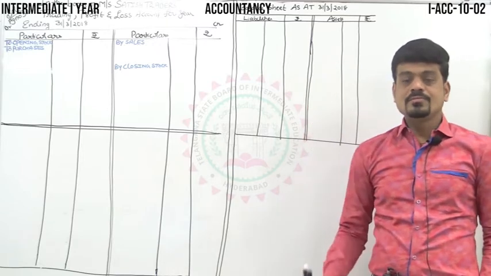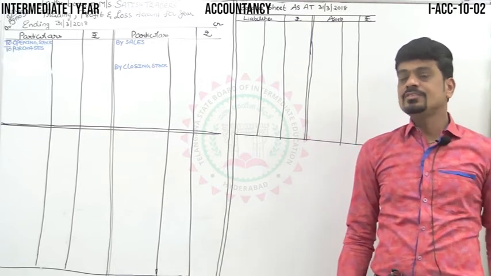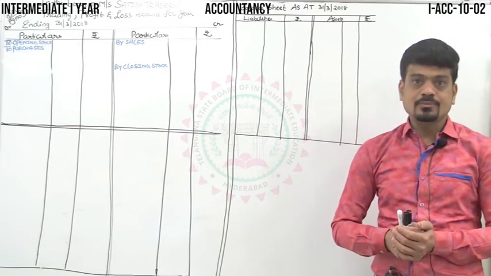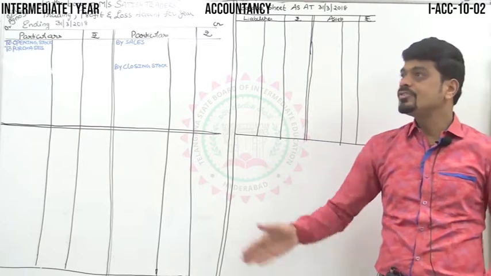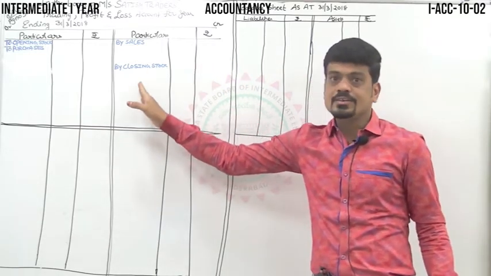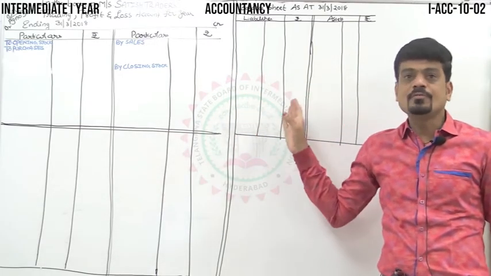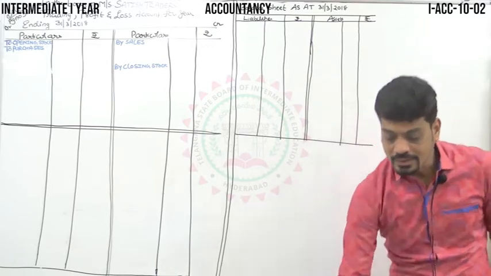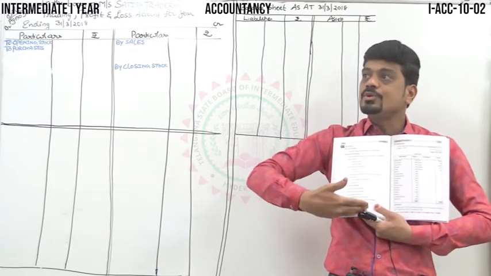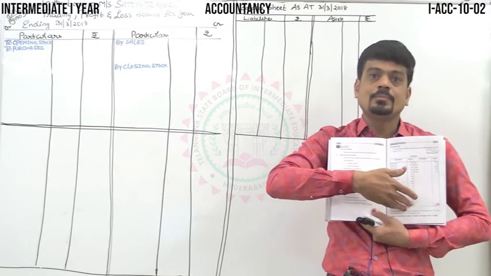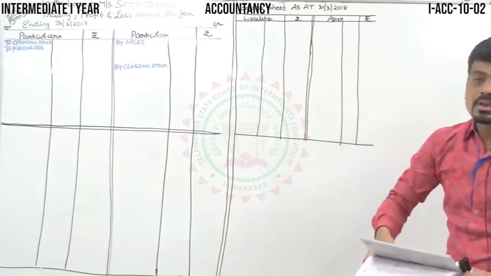Whenever you are asked to do a problem on final accounts, I suggest you take a double-sided page. Instead of doing front and back, take the middle page. On the left hand side, you can use your trading and profit and loss account, and on the right hand side you can do your balance sheet. The remaining half page below the balance sheet can be used for working notes.